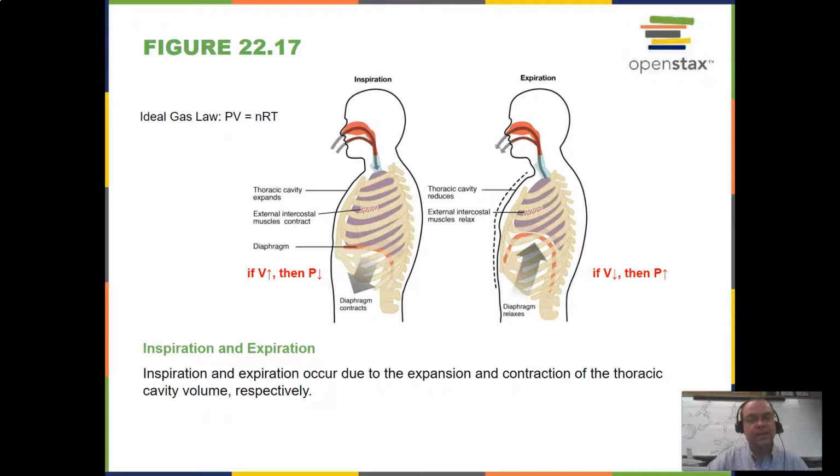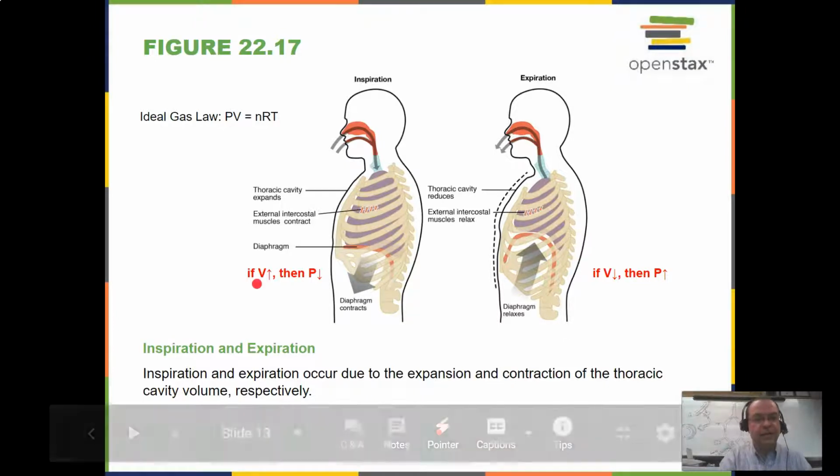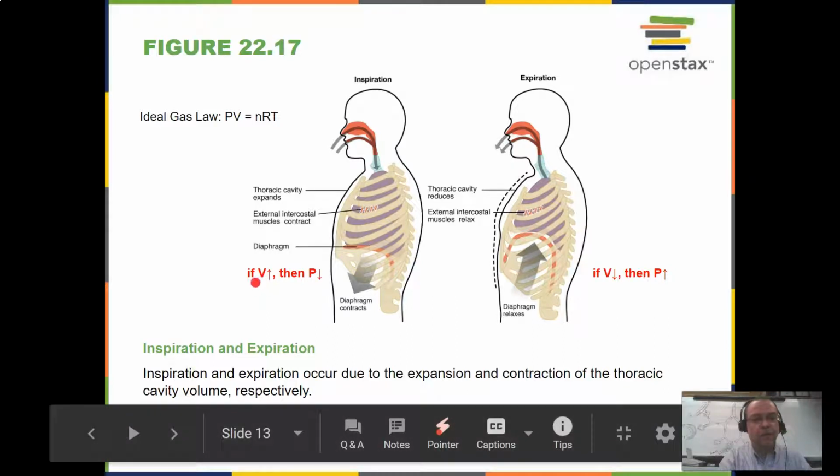Okay, let's take a look at some of the mechanics and the physiology behind breathing. It's all based on the ideal gas law, PV equals nRT. So pressure times volume is equal to some sort of constant. That means pressure and volume are inversely proportional to each other. So if volume goes up, then the pressure must drop, or if the volume drops, then the pressure must go up.